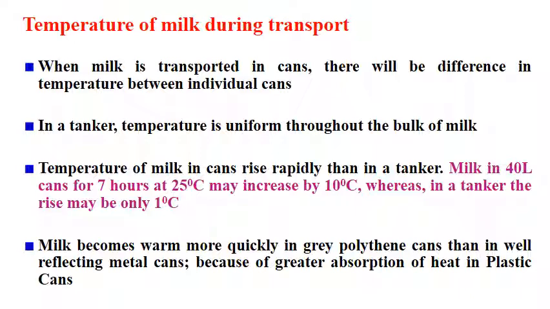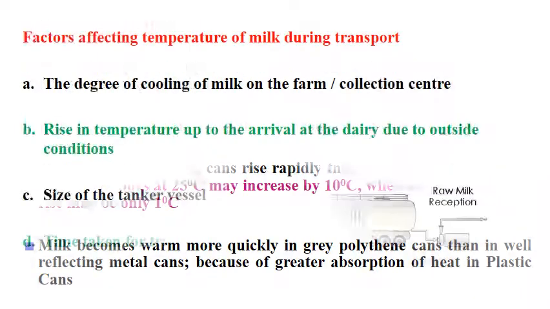Milk becomes warm more quickly in grey polythene cans or plastic cans than in well-reflecting metal cans because of greater absorption of heat in plastic cans. So when we use plastic cans, the absorption of heat will be more, so the rise in temperature will be more, whereas in metal cans the heat will be reflected out, so the rise in temperature will be less.